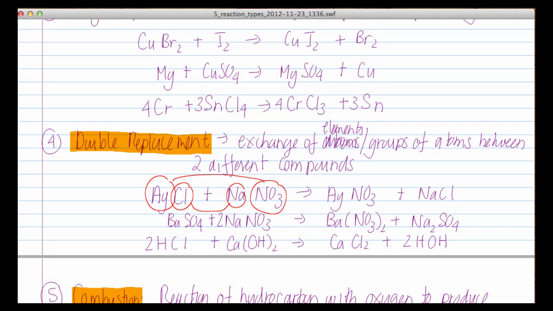A double replacement reaction is an exchange of elements or groups of atoms between 2 different compounds. So our first example is silver chloride reacting with sodium nitrate. The silver will replace the sodium to yield 2 new products of silver nitrate and sodium chloride.